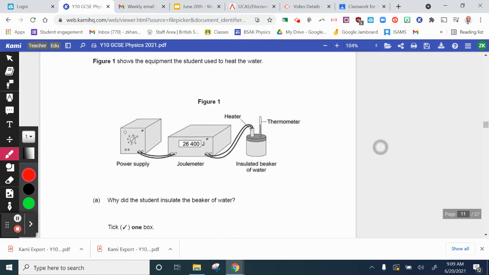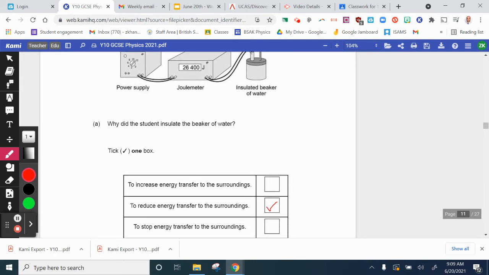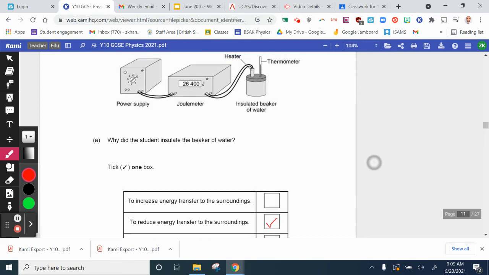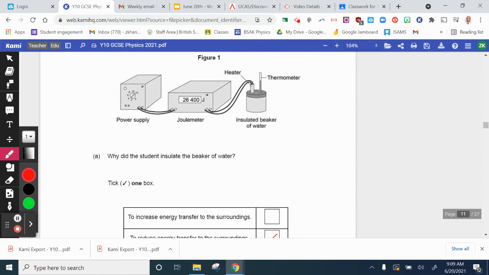Okay, so why does a student insulate the beaker of water? To reduce the energy transfer to the surroundings. There's always going to be energy lost to the surroundings, so it's to reduce the energy transfer to the surroundings. It's tempting to say to stop the energy transfer to the surroundings. However, it is very, very difficult to completely stop. All we can do is reduce the amount of heat transfer to the surroundings.